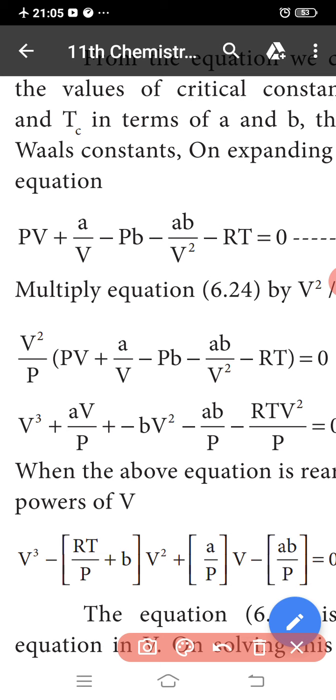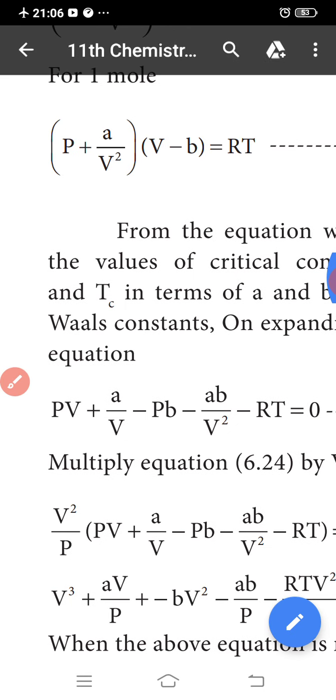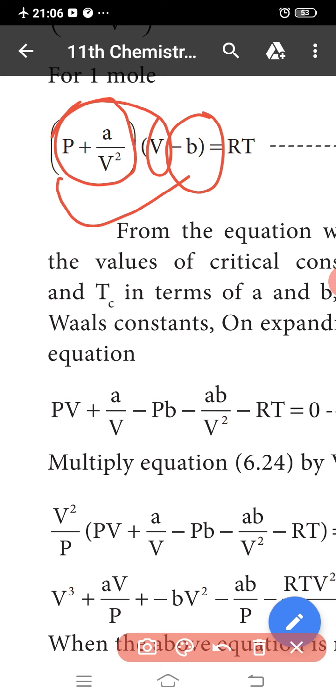The terms a and b are the van der Waals constants. On expanding the above equation: PV + a/V − Pb − ab/V² − RT = 0. So we are expanding this equation: multiply V by P and a/V, then minus b multiplied by P plus a/V².